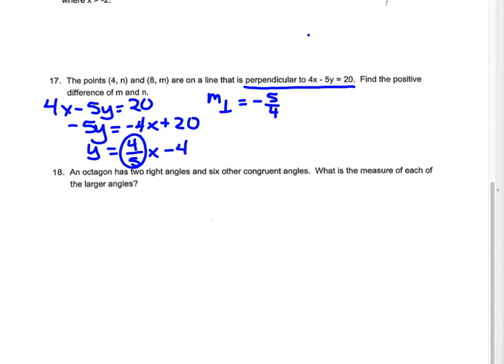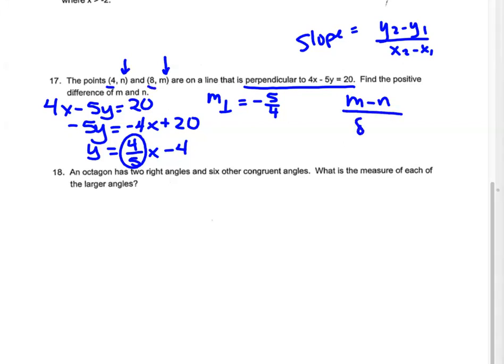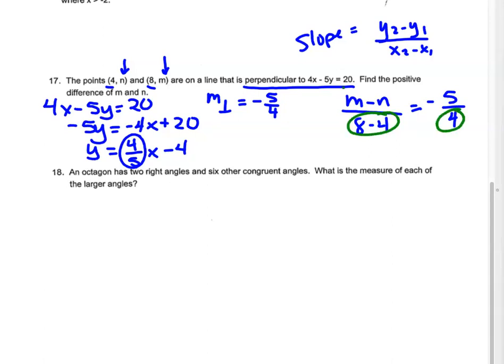Now we know slope is y2 minus y1 over x2 minus x1, and we want our slope to be negative 5/4. So if we plug in our y coordinates, which are m and n, so m minus n, compared to our x coordinates, 8 minus 4, we are supposed to get negative 5/4. If you look at the denominator, 8 minus 4 is 4, so 4 does equal 4, which means m minus n has to be negative 5.